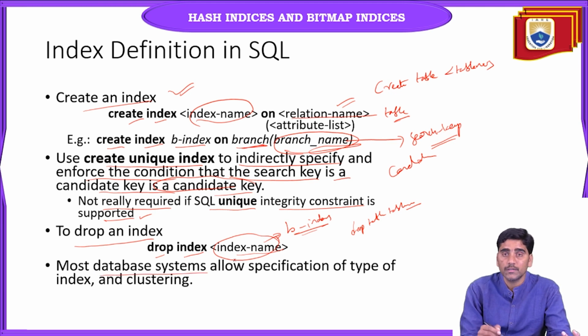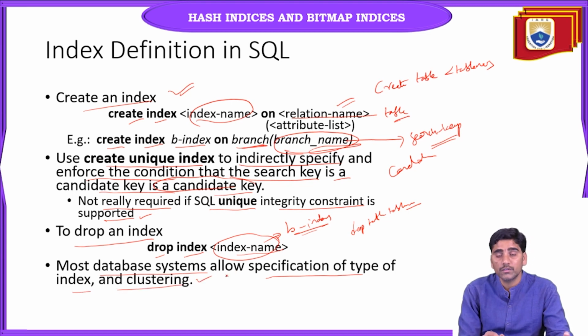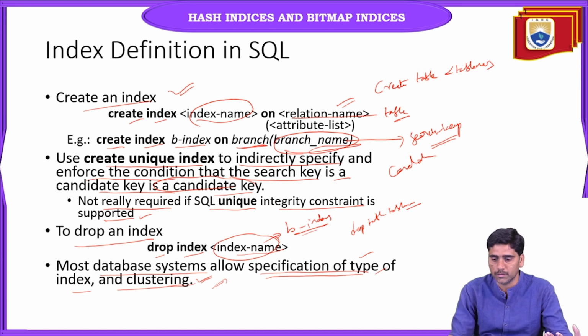And most database systems allow specification of the type of index and clustering, the type of index and clustering index. So this is the way of creating an index and dropping an index, and how we create indexes for an easy or fast accessing mechanism.